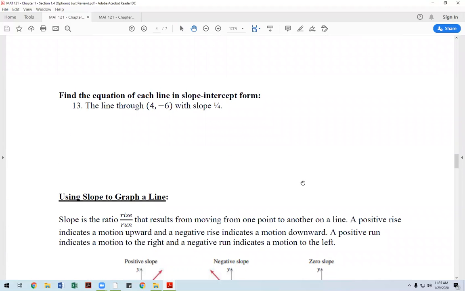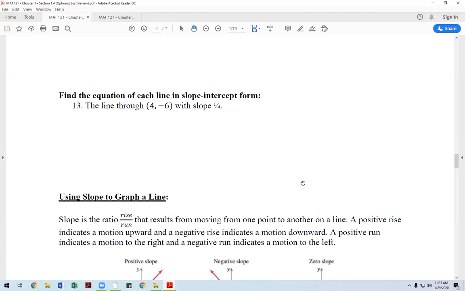Okay, what would you do for finding this equation, number 13? Put it into the form y equals mx plus b. Okay, if you use y equals mx plus b, where would you be entering the numbers? The 4 would be your x.